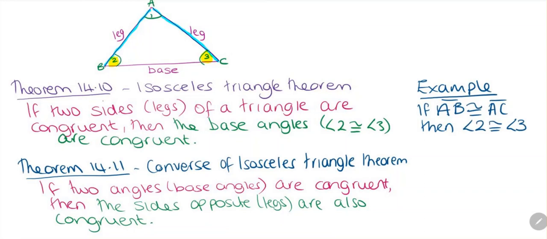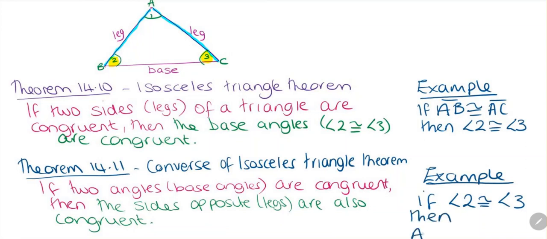And then for theorem 14.11, an example, if angle 2 is congruent to angle 3, then AB is congruent to AC.